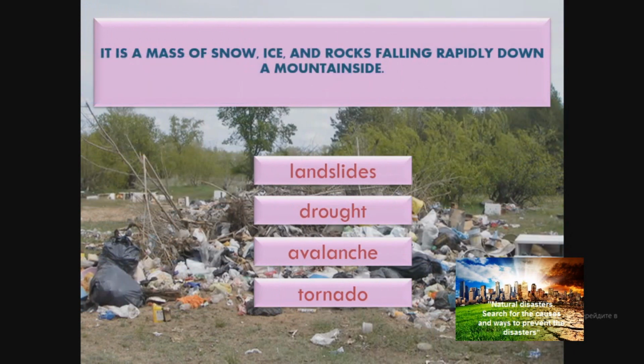It is a mass of snow, ice and rocks falling rapidly down a mountainside. Landslides, drought, avalanche, tornado. Avalanche.